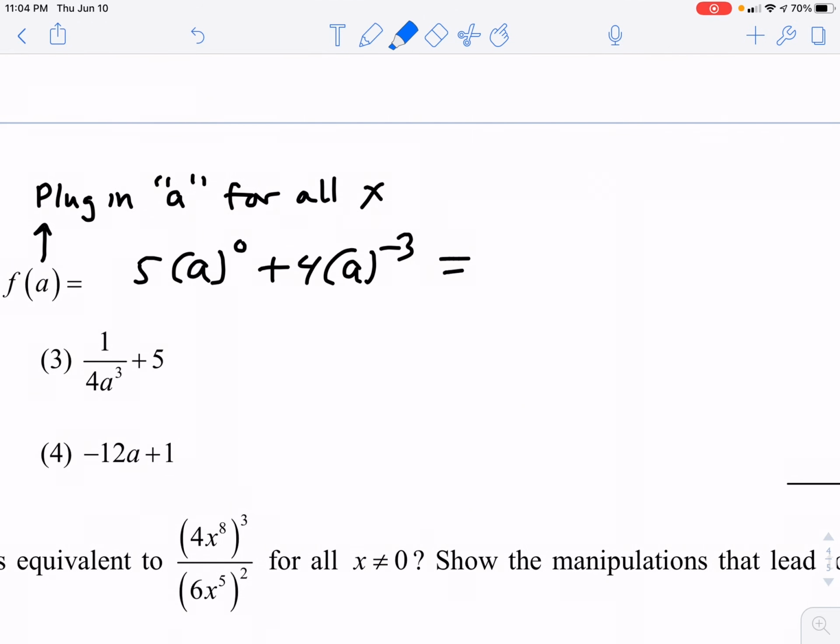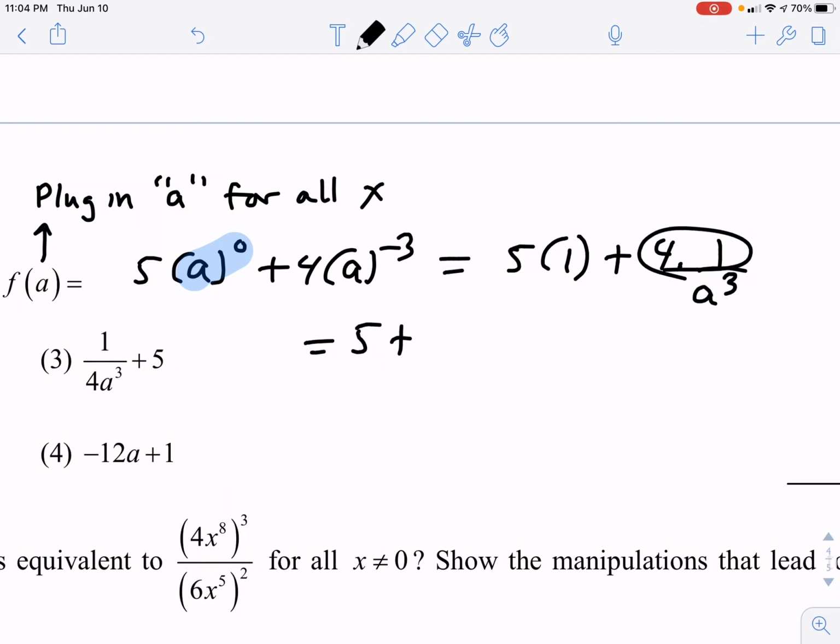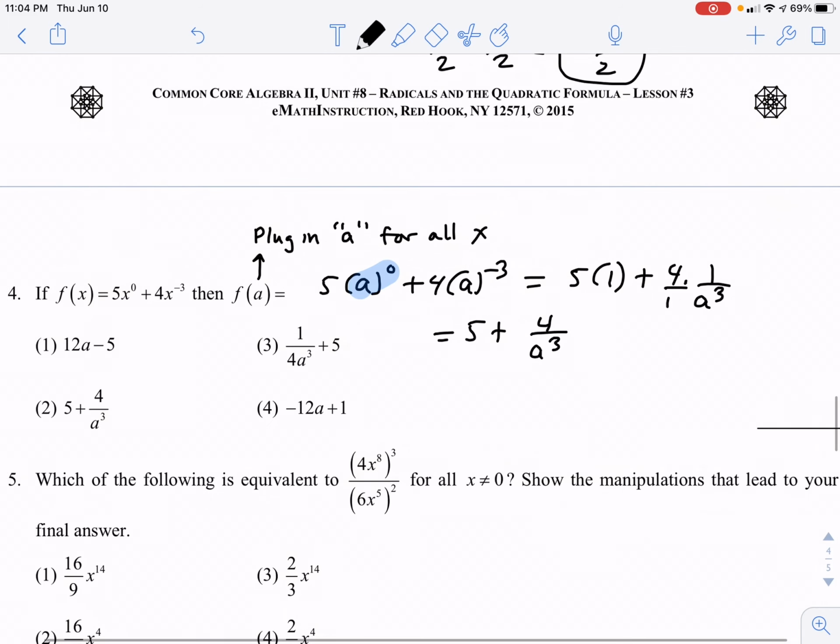Well, let's evaluate this part. A to the 0 power is 1. So this begins with 5 times 1 plus 4. A to the negative 3 is the same as 1 over a to the positive 3. So this is 5 plus, we can multiply that together because that's 4 over 1, 4 over a to the positive 3.